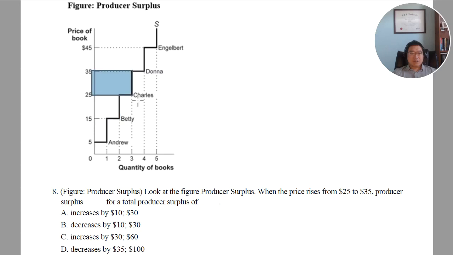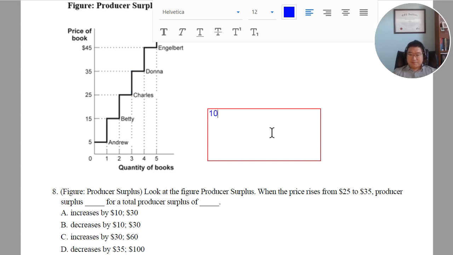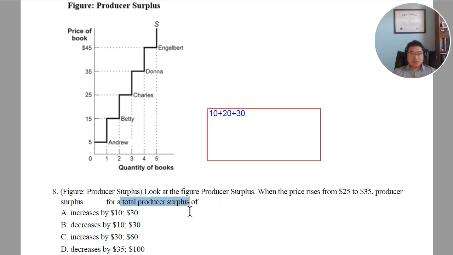This area is 30, right? 3 units, 35 minus 25, 30. So this whole thing is simply 10 plus 20 plus 30. Okay, that's the total producer surplus we're talking about. And when it rises from 25 to 35, the increased producer surplus is this area, right? The answer is quite obvious. We've said how much this area is.